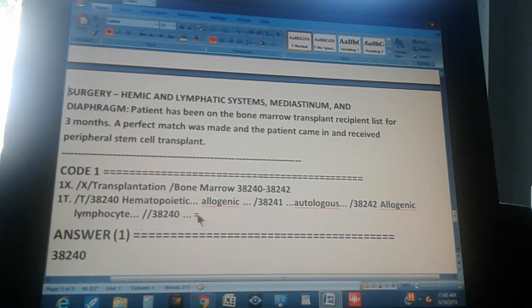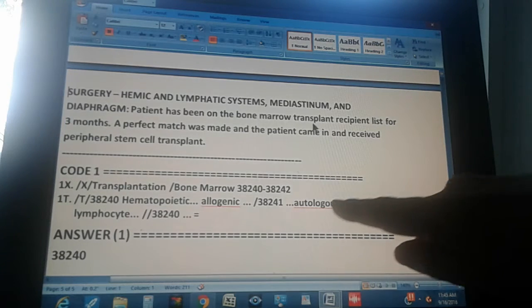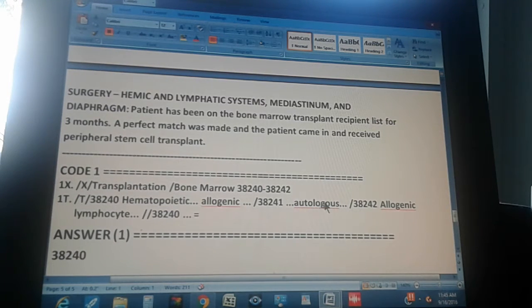38242 is allogenic lymphocyte, and we don't have lymphocyte in the text, so we eliminate it. We eliminate the second one because it's autologous, which means it's from the same person, which this is not. It's from a donor. And we eliminate the third one, allogenic lymphocyte, because we are not seeing the word lymphocyte in the text. So we're left with the first one, 38240. The equal sign means that's our code. We double check it. So the answer is 38240.